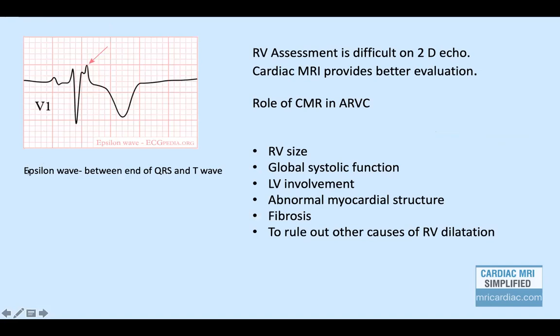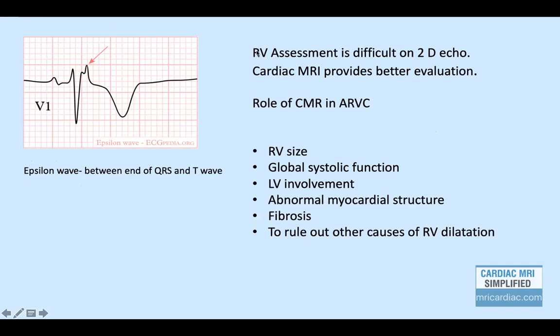The ECG wave characteristic of ARVC is termed an epsilon wave. As you see here, in the epsilon wave there is widening of the QRS. So this is the QRS complex, and then you get another small peak before the T wave, and that is known as the epsilon wave. So this is characteristic of ARVC.